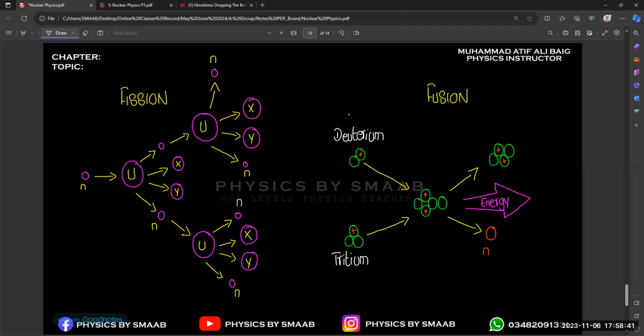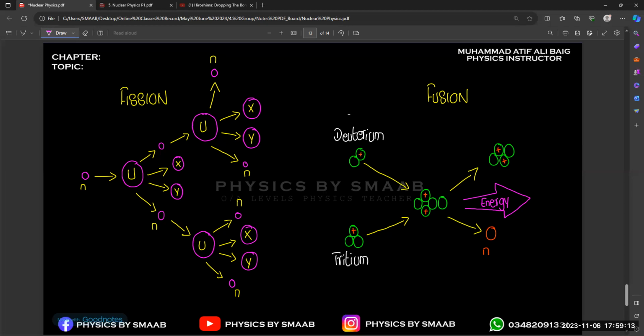Next time we also have to discuss the nuclear reactor, and then we are starting the theories of star formation. In that we will also discuss why we are using hydrogen in the formation of stars, and what is the difference between the hydrogen bomb and the nuclear bomb. So don't worry about it.